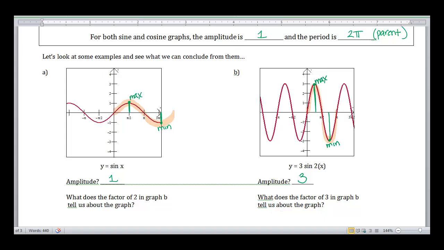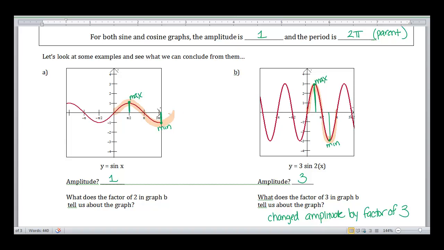So I can see here that that value of 3 was how far our amplitude was. By multiplying the function by something, we change our amplitude. Now, the factor of 2 had to have done something else.